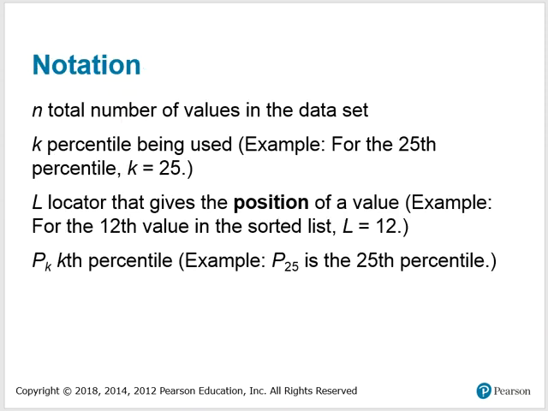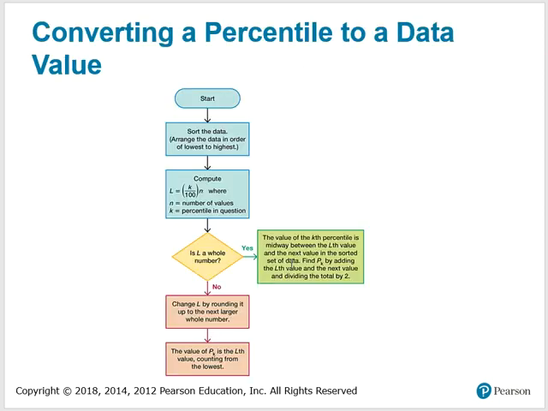So our notation, N is the total number of values, K is the percentile being used. I like showing the example there that for the 25th percentile, our K is 25. L is the location, and if you can see a P with a little number below it, that means it's the 25th percentile. So here's a table that is good for you to have. It is also in your textbook if you want to reference it.